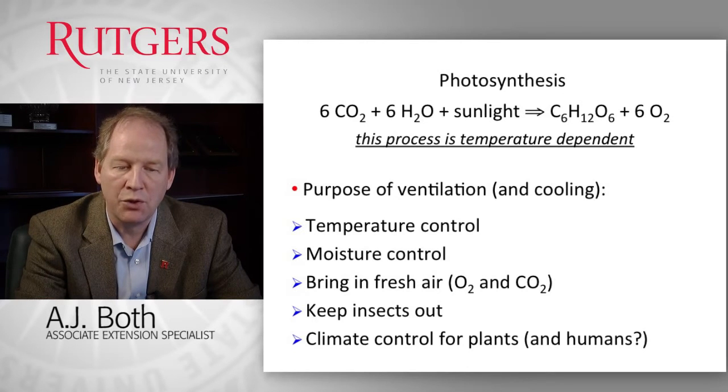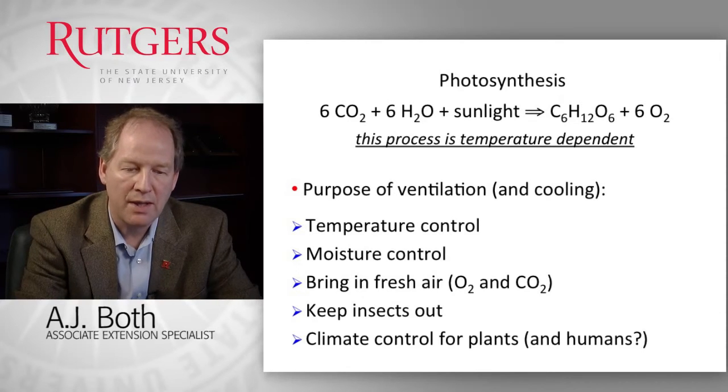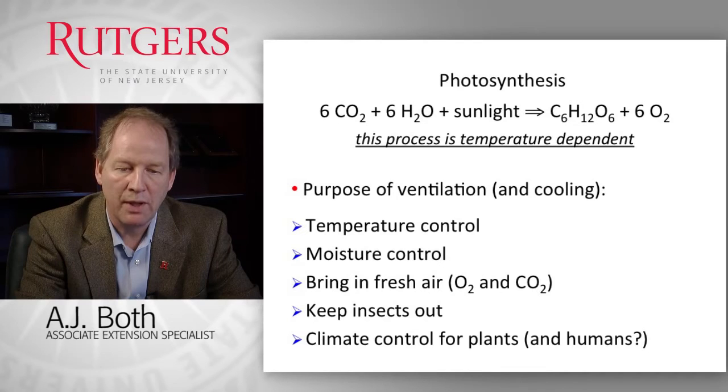We also want to do moisture control. We want to bring in fresh air. As you know, plants produce oxygen and take up carbon dioxide. So as that process is going on, we want to make sure we bring in fresh carbon dioxide and perhaps remove excess oxygen. We want to keep insects out as we are moving air through the greenhouse for the ventilation system to control the temperature. We could potentially bring in insects, and we want to try to prevent that.